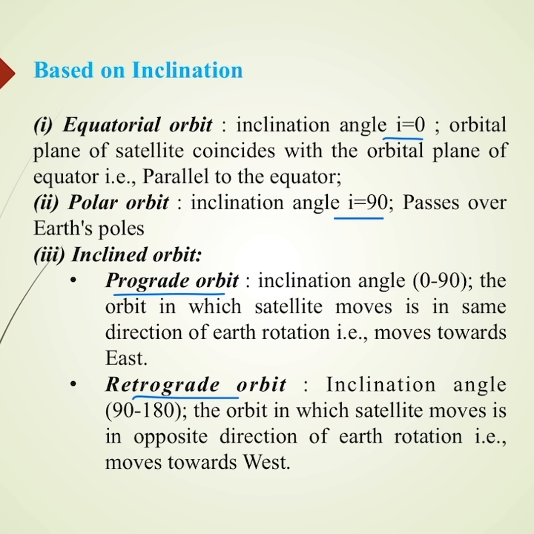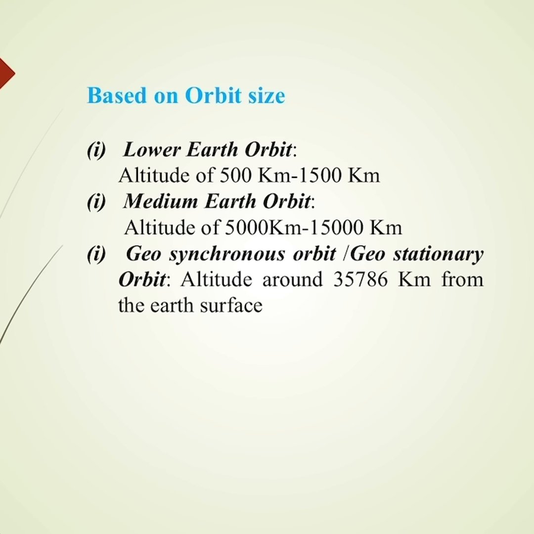Based on the orbital size: low earth orbit, whose altitude is 500 km to 1500 km; medium earth orbit, whose altitude ranges from 5000 km to 15,000 km; and geosynchronous or geostationary orbit, with an altitude of around 35,786 km from the earth's surface.